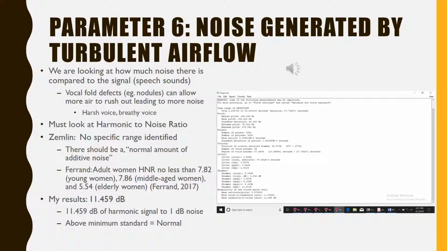So I compared mine to Ferrand's parameters, and Ferrand says that adult women should have an HNR of no less than 7.82 decibels for young women, 7.86 for middle-aged women, and 5.54 for elderly women. My results were 11.459 decibels, and that was generated by that vocal report that you see there on the right. So that just means that there's 11.459 decibels of harmonic signal or speech sounds to 1 decibel of noise. That's above the minimum standard as identified by Ferrand, so my HNR is normal.